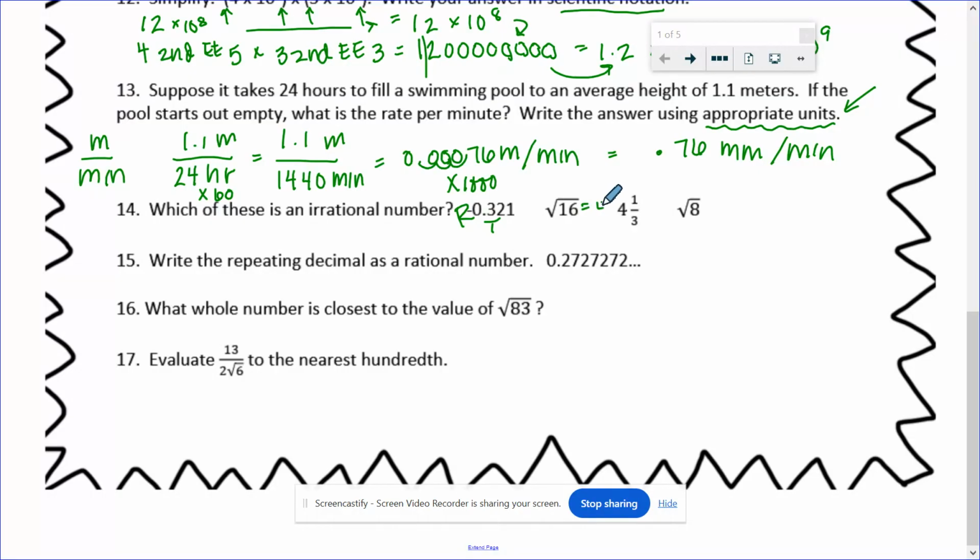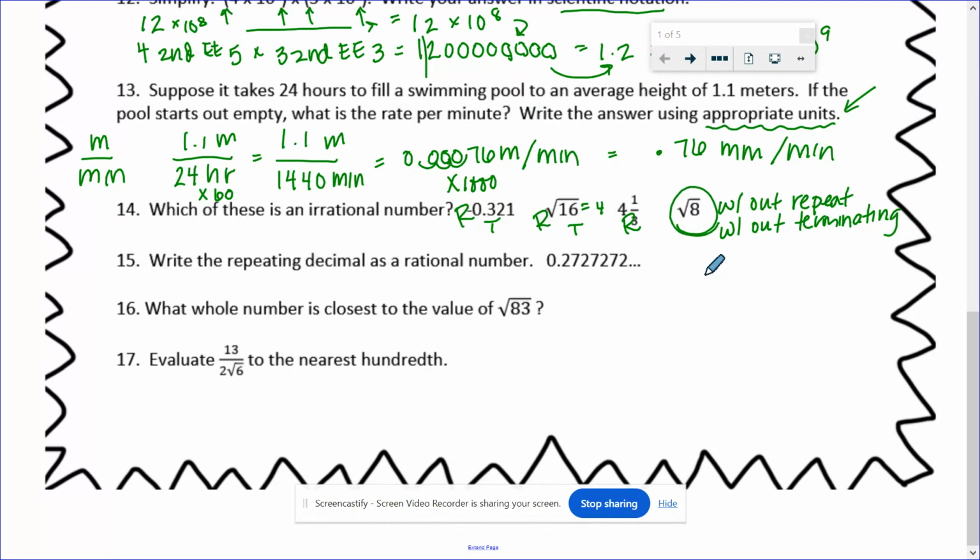The answer to the square root of 16 is 4. That terminates. So that is another rational number. 4 1/3 is a fraction. All fractions are rational numbers. This is a non-perfect square. This is a number that goes on forever and ever and ever without repeating and without terminating or ending, we would say. So this is our irrational number.